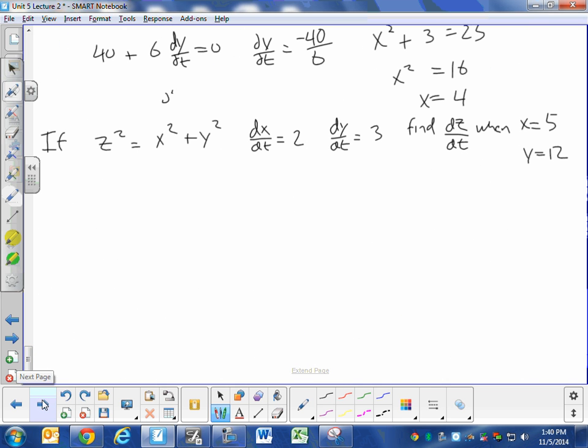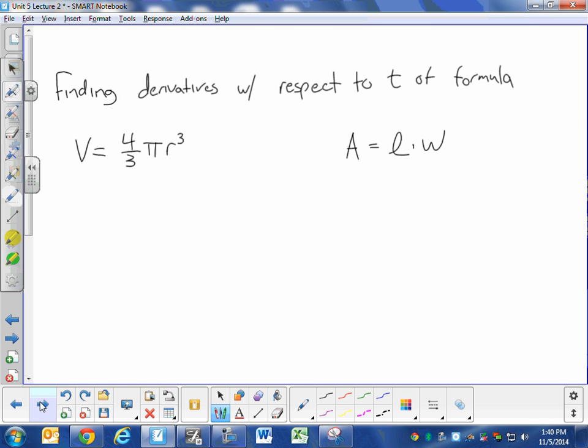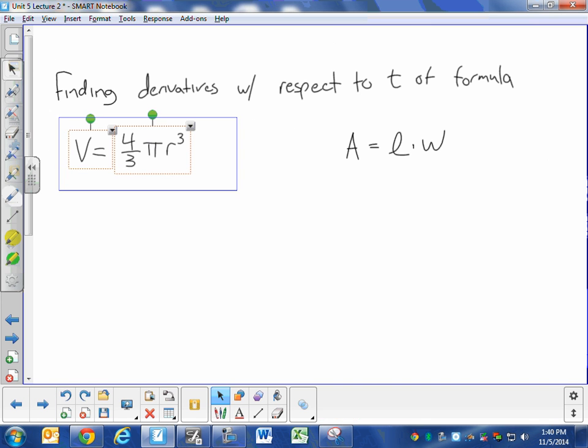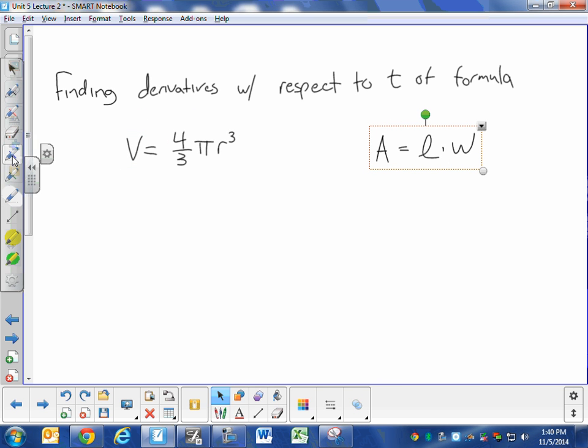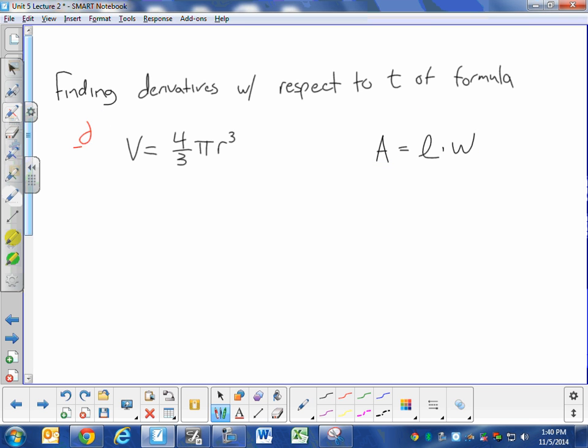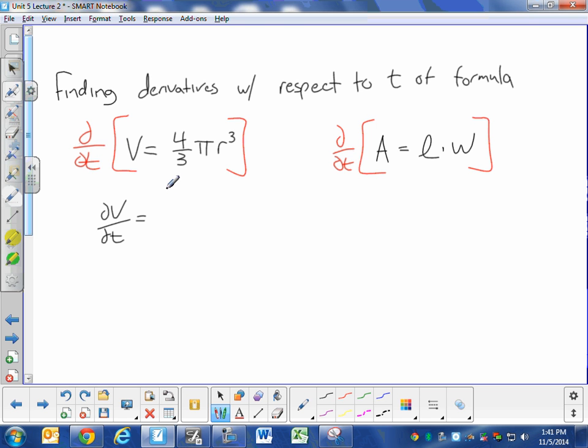Here's another one just like it with x's, y's, and z's. Don't worry, we'll do those. We will eventually be dealing with equations like these that deal with spheres and volumes of spheres or areas of rectangles. And we will have to take derivatives and find the instantaneous rate of change of these things with respect to time. So I'll show you this on your way out. Please leave your tests on your desk.